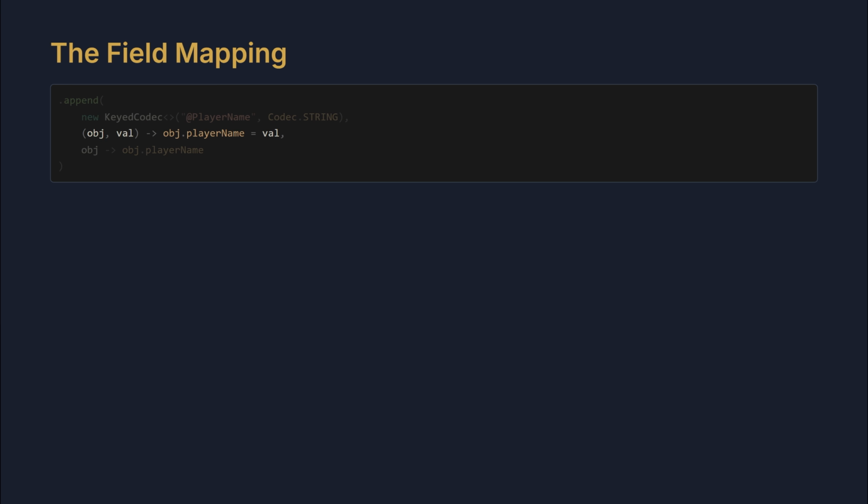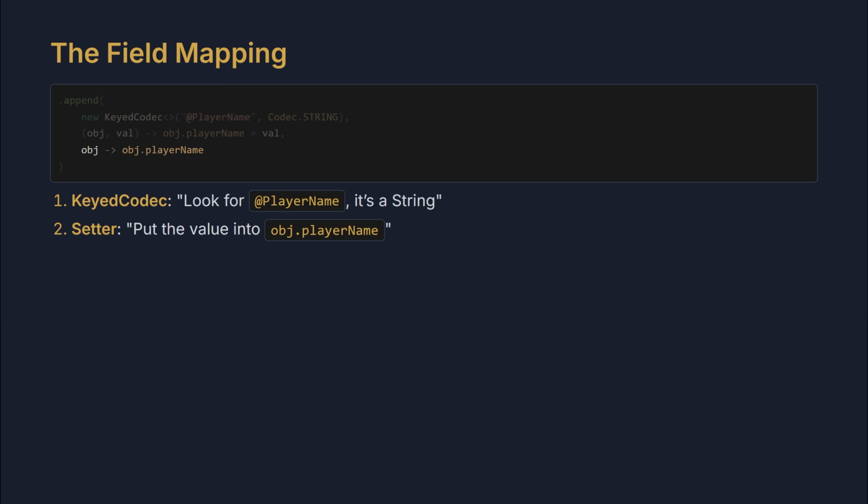Then I have a setter, which says how to set the object. In this case, we have the object reference, and the value is the actual string that gets passed from the client. I say, when you receive this value, please populate it in object.playerName. This is also why we made it static. And when I want to get the field, I read it from object.playerName. So we have the keyed codec, look for add player name, it's a string. We have a setter, put the value in object.playerName, and a getter, read the value from object.playerName.